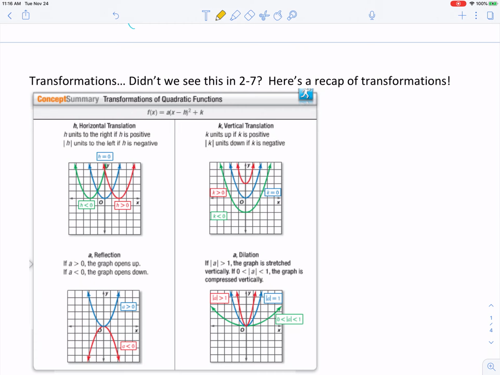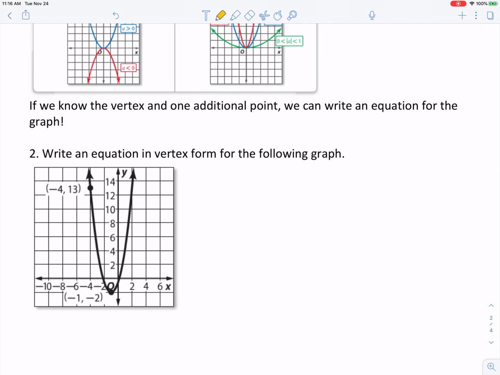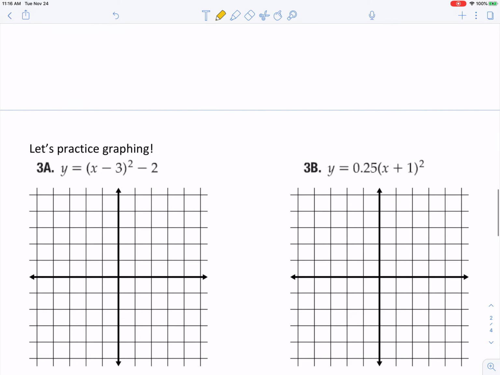So, again, you can check out your 2-7 notes if you have any questions. Here's your stretched, compressed. Where is that here? You've got your being flipped here. Here you have moving up and down. And then remember that left and right moves opposite of what you think. And yeah, so we're going to practice some graphing.